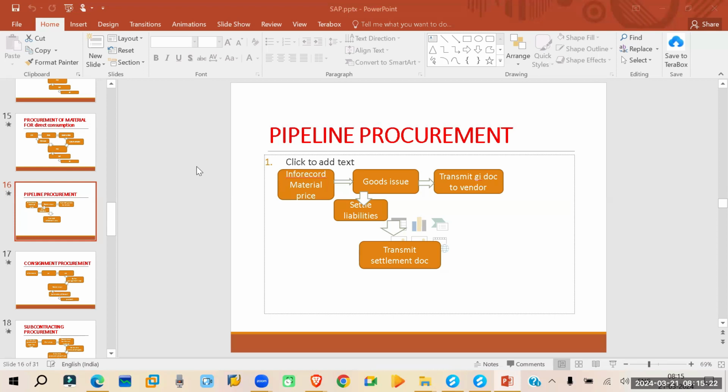Once you have done the payment, you have to share the settlement document also. I have paid this much amount on this date, so you have to share that document with the vendor also. So this is basically the process. Here there is no purchase order, no goods receipt, nothing. Directly goods issue, settlement. Okay, understood?